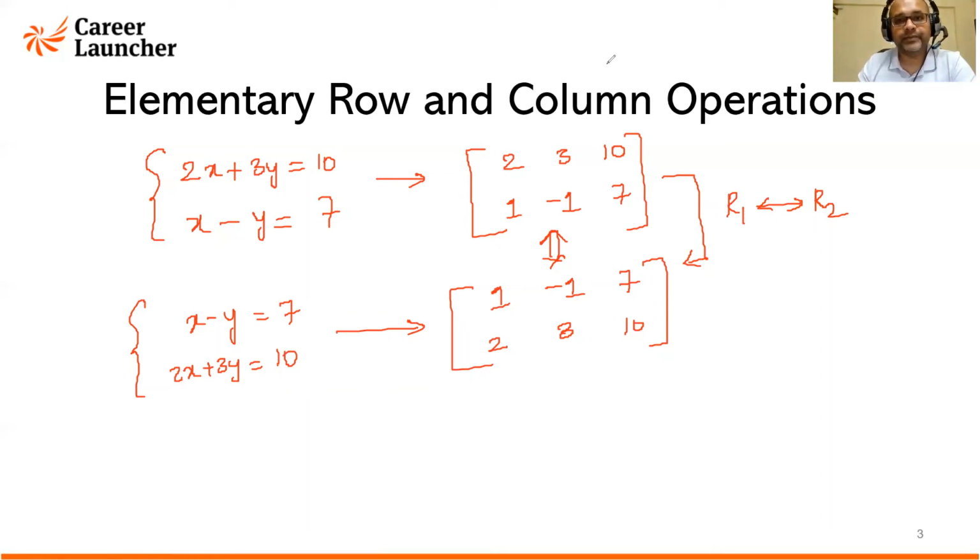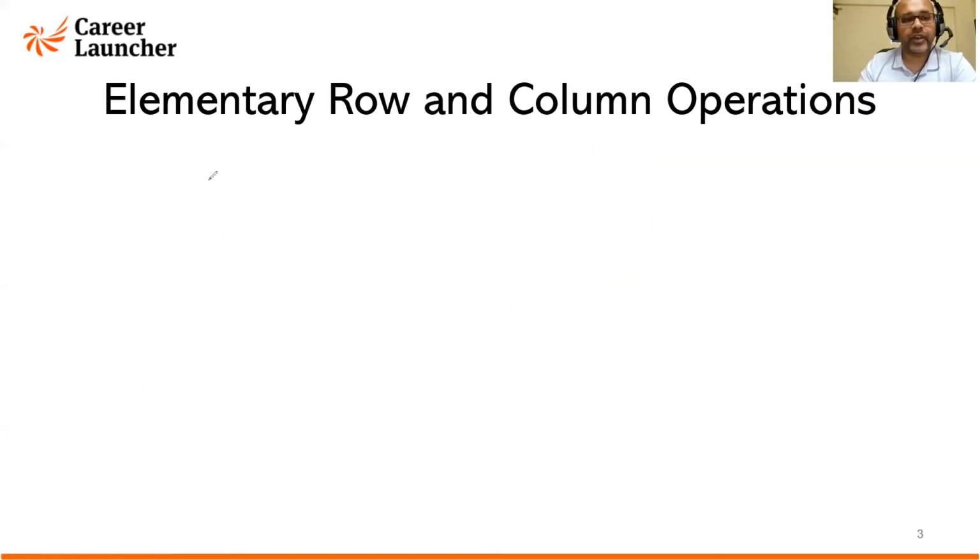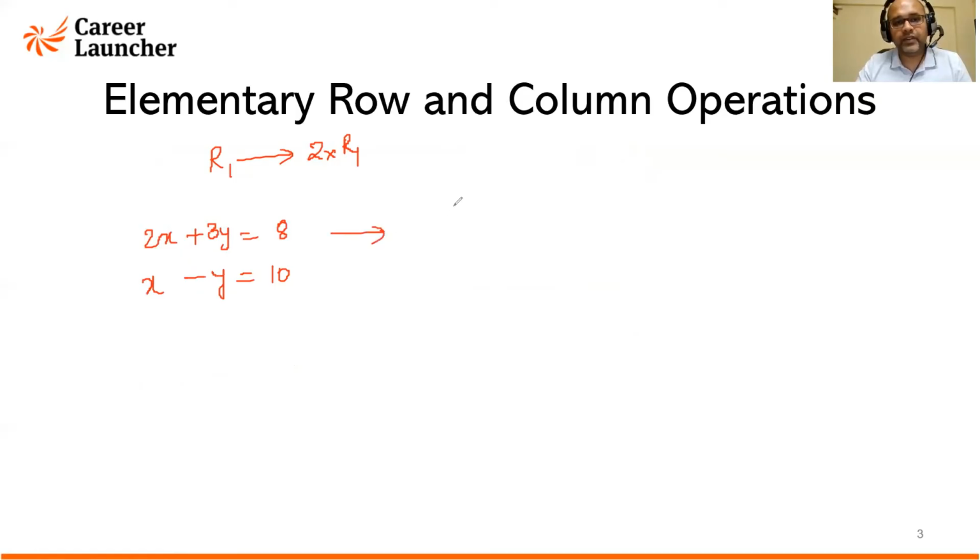Let's take another example. Let's take the second elementary operation: R1 written as 2 times R1. Now I'll explain the meaning of this. Say I have two equations, 2x plus 3y equal to 8, and once again x minus y equal to 10. Now this becomes 2, 3, 8, 1, minus 1, and 10. This is your matrix.